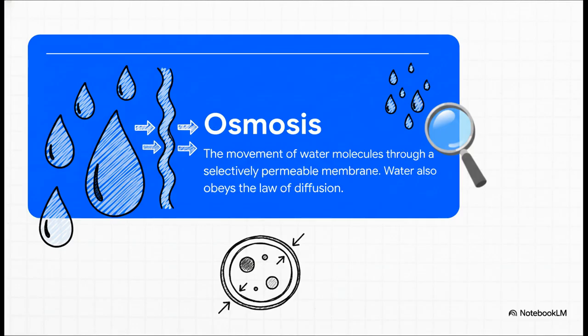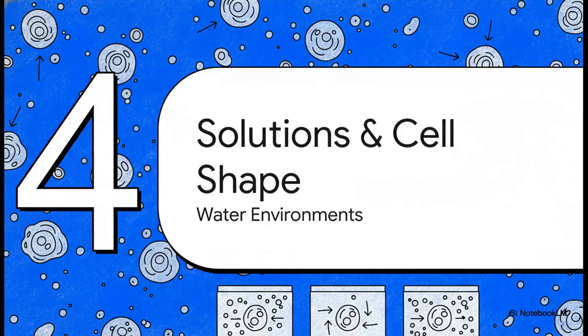So in short, osmosis is the diffusion of water. Now, the effect of osmosis on a cell can be quite dramatic. What happens to a cell really depends on the amount of water in the solution that surrounds it. Let's look at 3 different scenarios that can happen.